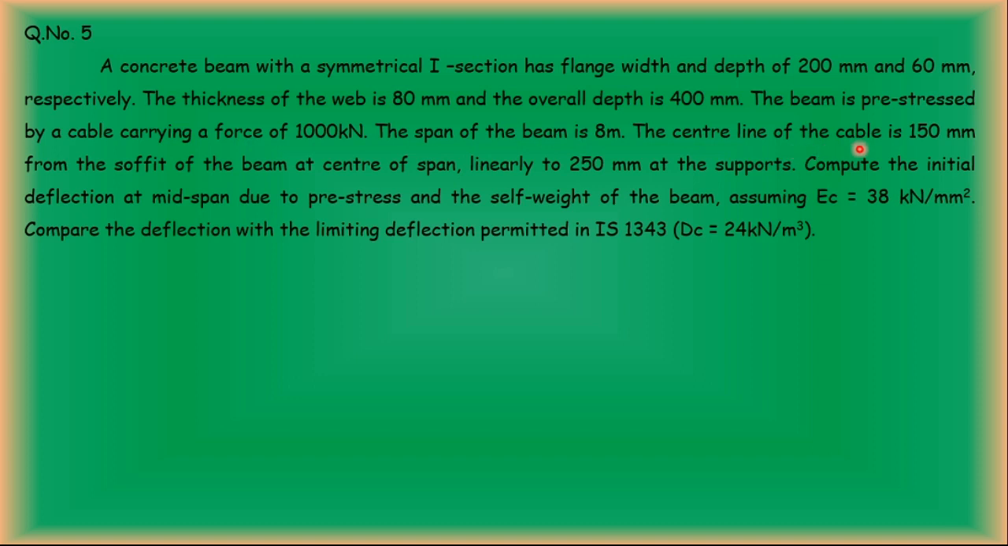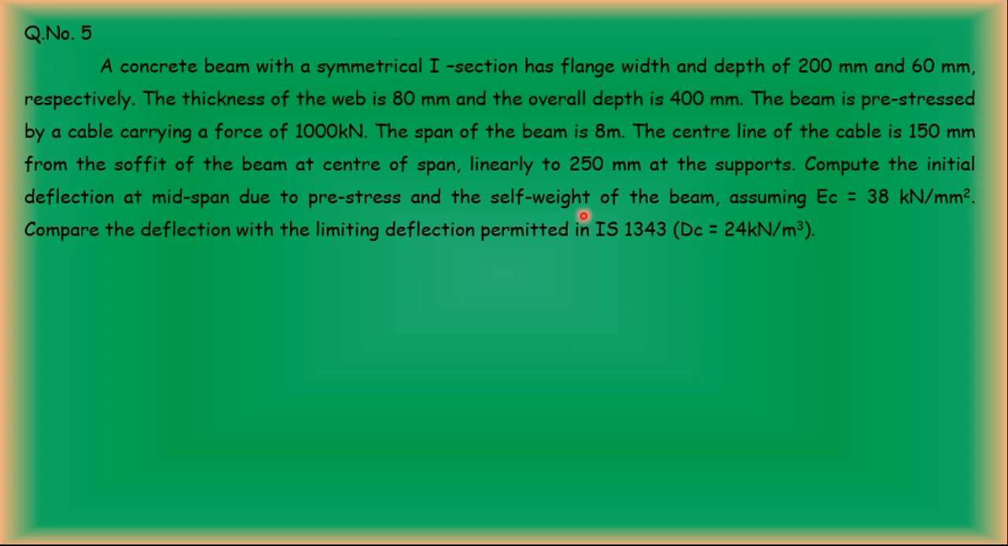The center line of the cable is 150 mm from the soffit of the beam at the center of span, varying linearly to 250 mm at the supports. Compute the initial deflection at mid-span due to pre-stress and self-weight of the beam, assuming Ec is equal to 38 kN per mm square. Compare the deflection with the limiting deflection permitted in IS 1343. Density of concrete is 24 kN per meter cube.